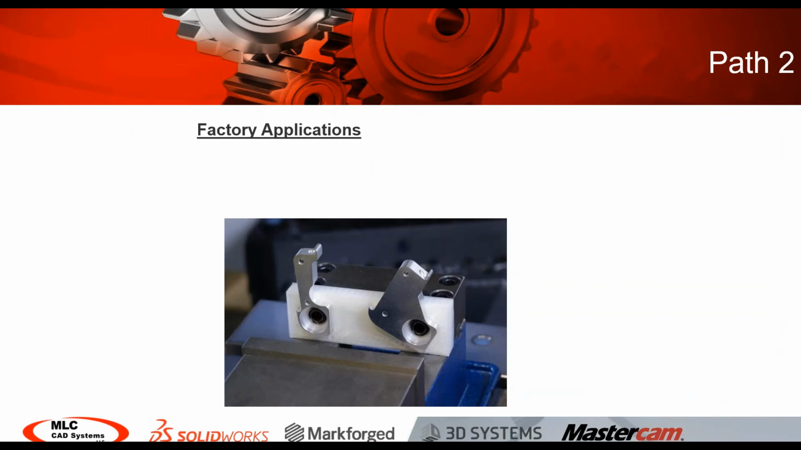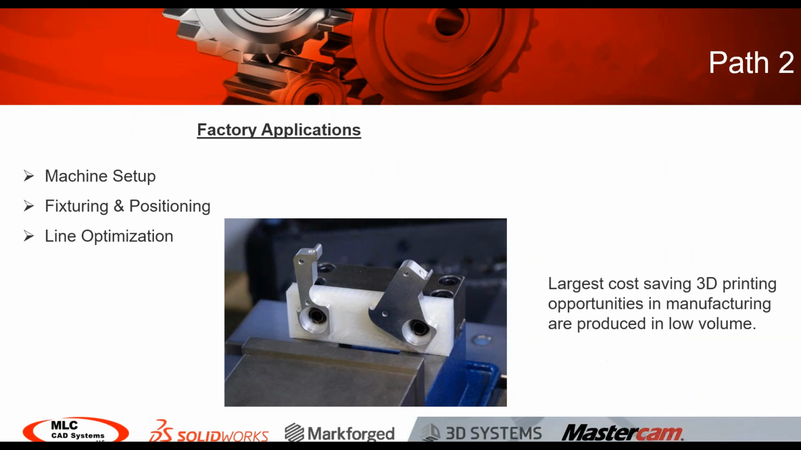Path 2. Many manufacturers have found success driving down tool costs in their factories by leveraging high-strength 3D printing. Many of the largest cost savings 3D printing opportunities in manufacturing are produced in low volumes when compared to the number of parts they are used to produce.